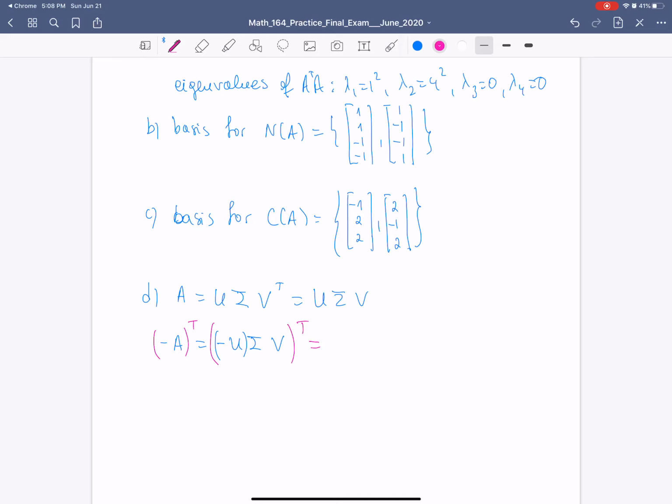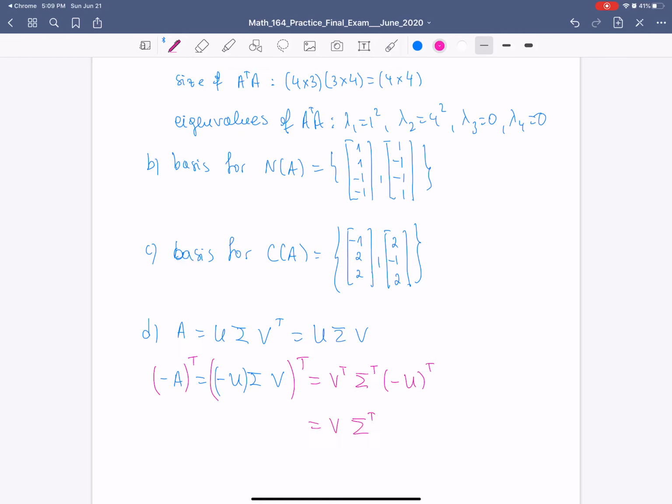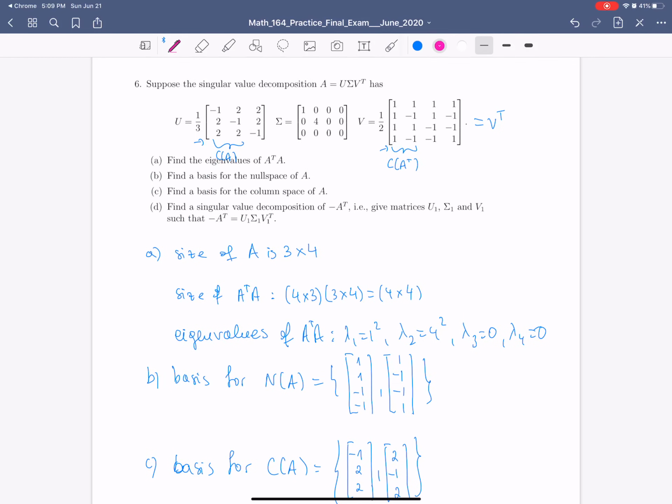When I transpose, I reverse the order. I have V transpose, sigma transpose, and then negative U transpose. V transpose is V again. Sigma transpose is sigma transpose. Sigma is a diagonal matrix, however, it's 3 by 4, so when you transpose it, these zeros over here will come as zeros over here. The square part will stay the same, but this column will shift into a row.